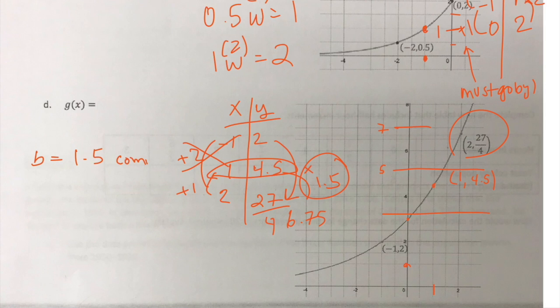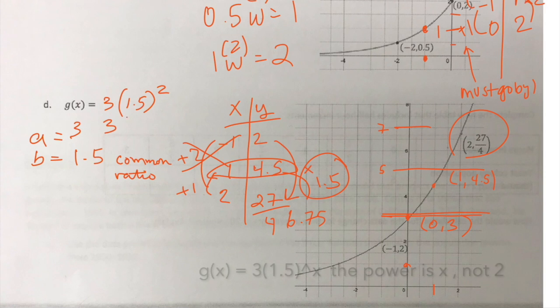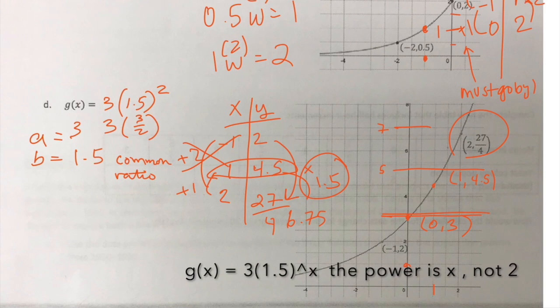a, my initial value, when x equals 0, in this case, I'm looking at the graph, and it looks like a is going to be 3. So my equation is going to be 3 times 1.5 to the power of x. I made a mistake there, it should be to the power of x. Now sometimes you can also write this as a fraction.